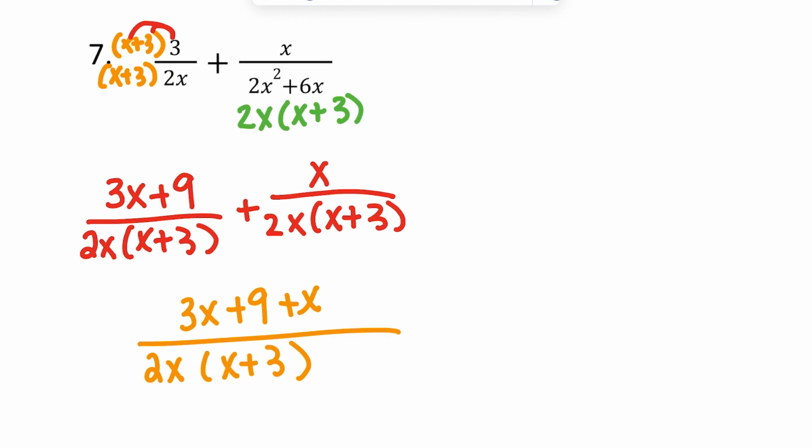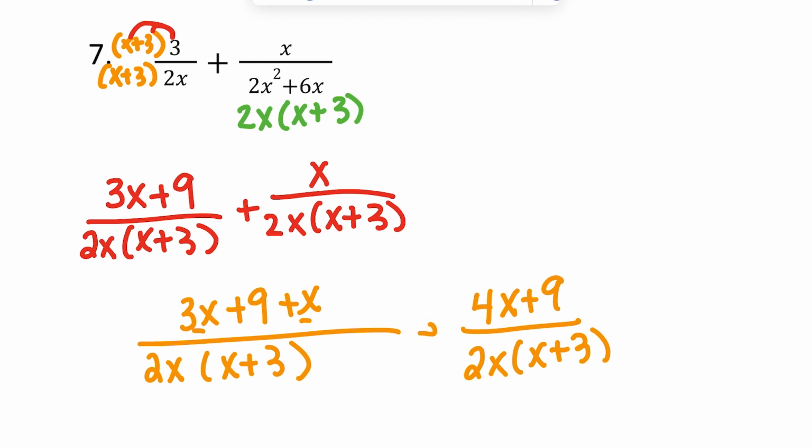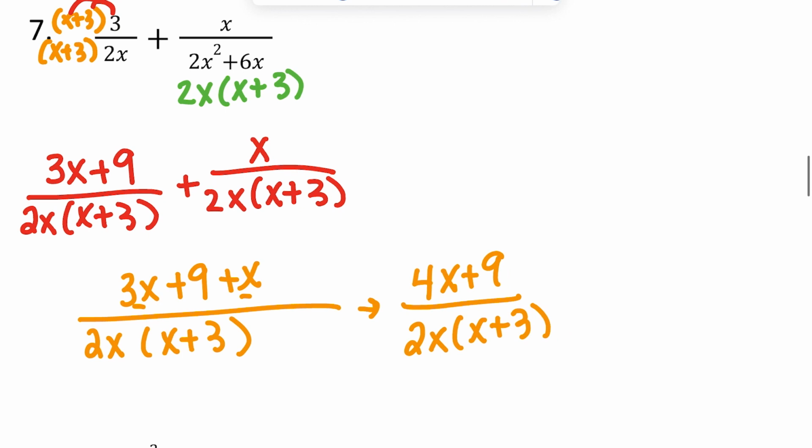Combine like terms here. I've got 3x and x in the numerator, so we get 4x plus 9 over 2x times x plus 3. Now we have added our two fractions. Before we try to simplify, we're going to list the excluded values. For the 2 times x, that tells me that x cannot equal 0. And then x plus 3, x cannot equal -3.